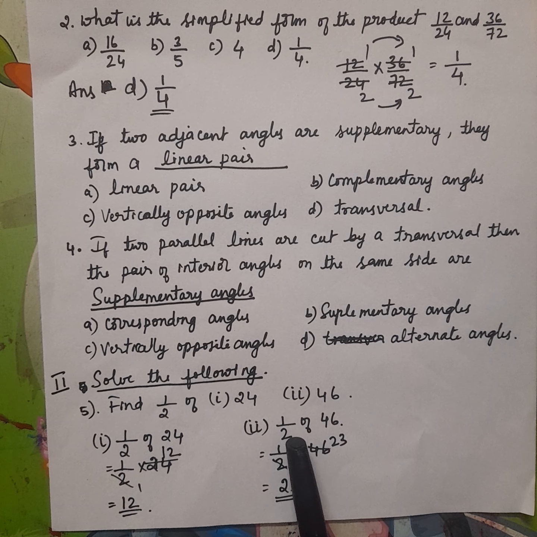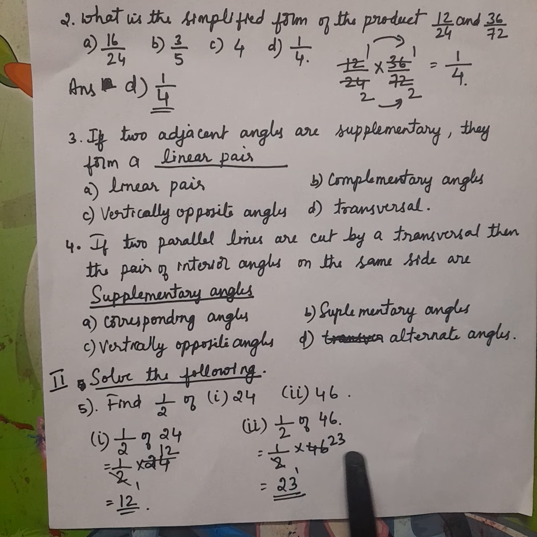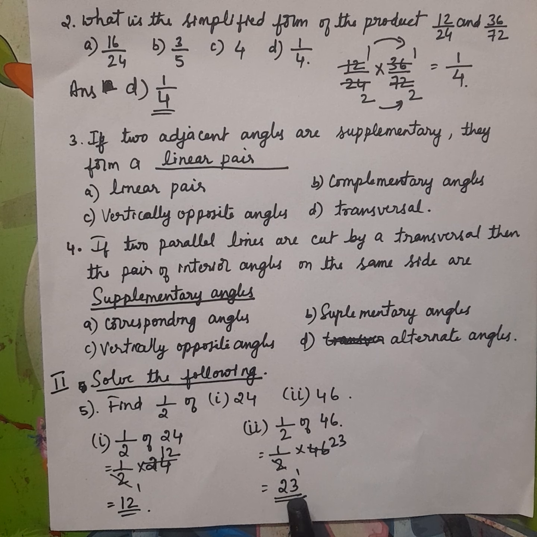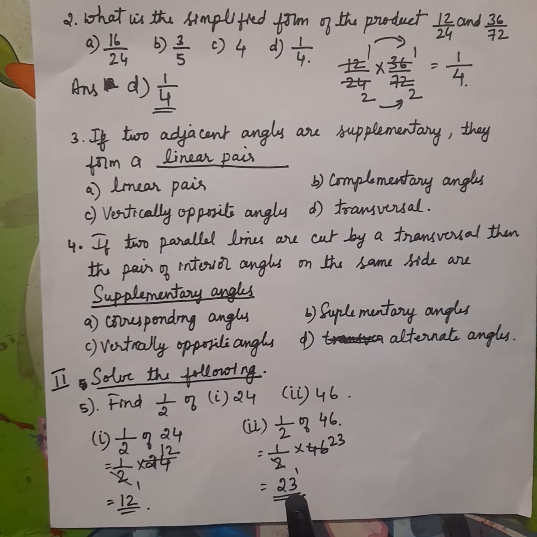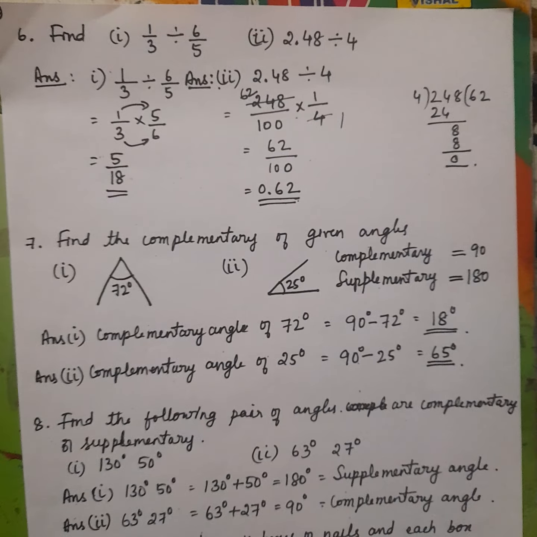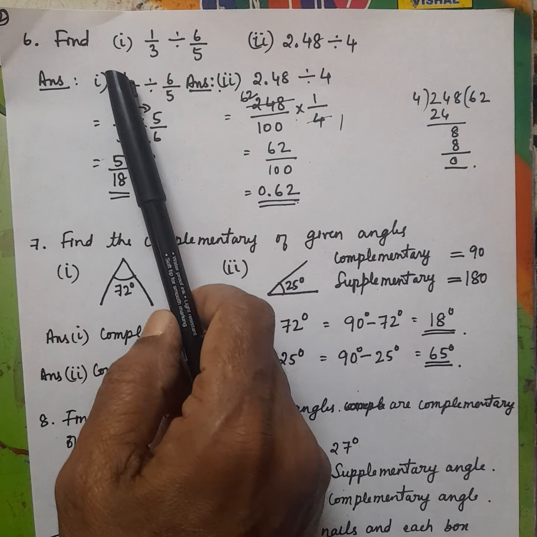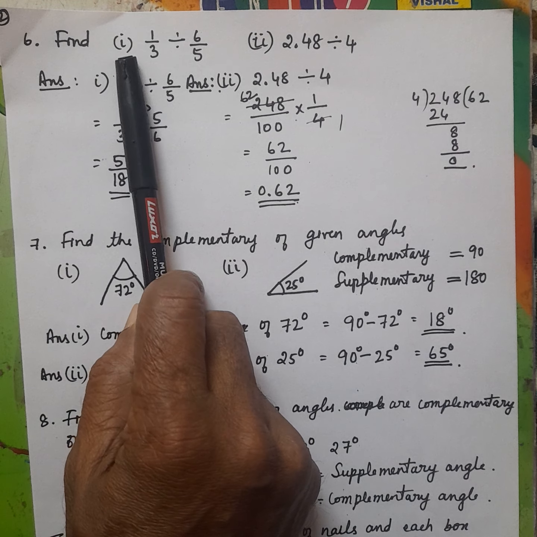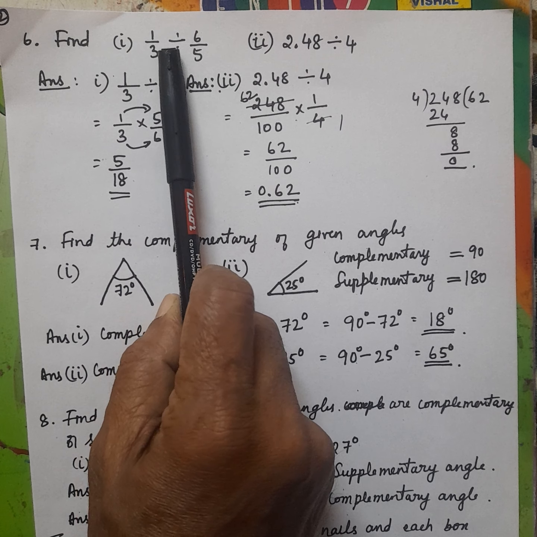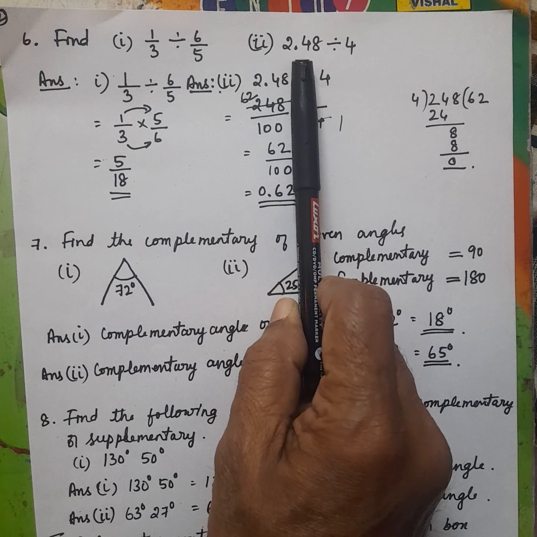Now the next question, second one, 1 by 2 of 46. Now 1 by 2 into 46. 2 divides 46 by 23 times. So 2 ones are 2, 2 twos are 4, 2 threes are 6. Now the answer is 23. Now let's go to the next question. Question number 6.